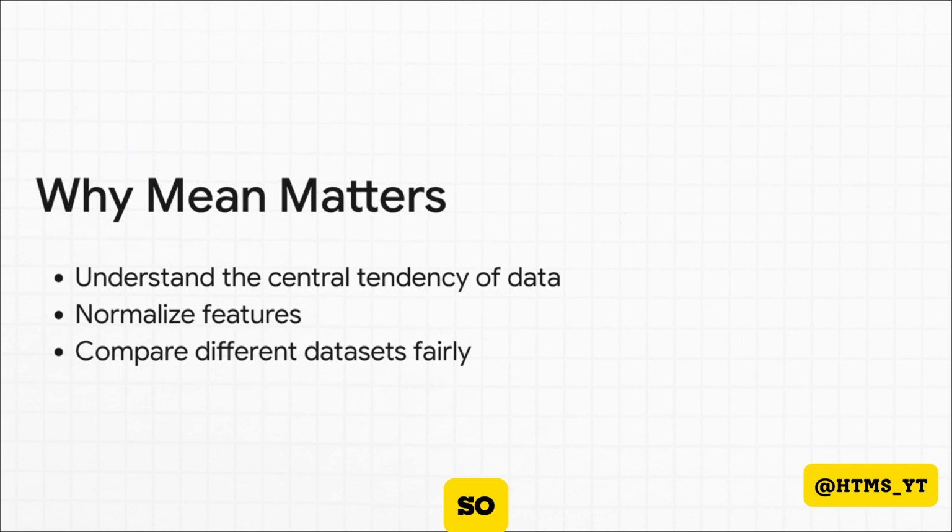So why is this so crucial for a machine? Well, beyond just finding the middle, the mean is absolutely essential for normalizing features. This is huge because it stops a feature with massive numbers, like say home prices, from totally drowning out a feature with small numbers, like the number of bedrooms. It puts everything on a level playing field, and that's the anchor point for pretty much any analysis.